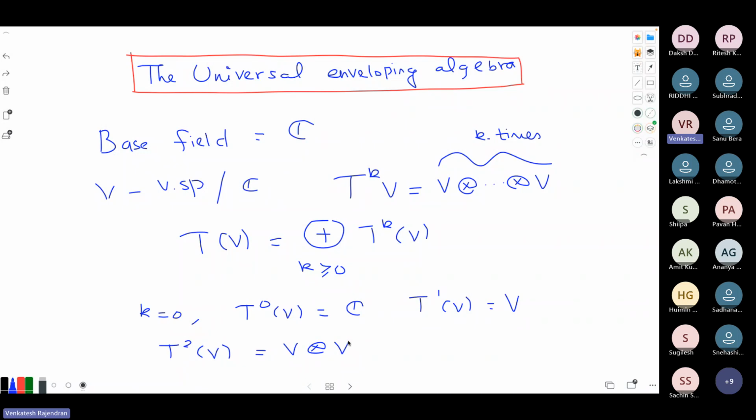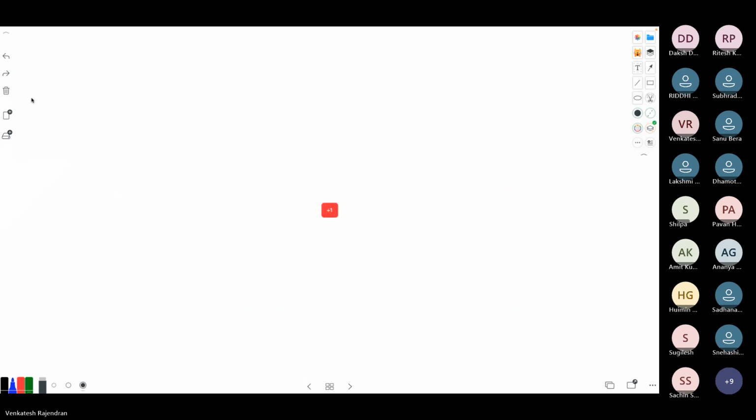Now we have a natural product on the space T(V). That is given by what is called juxtaposition. You take an m-fold tensor and then an n-fold tensor. Let's write it: x1 tensor, etc., xm, and then you take y1 tensor, etc., yn. So this is an m-fold and an n-fold tensor.